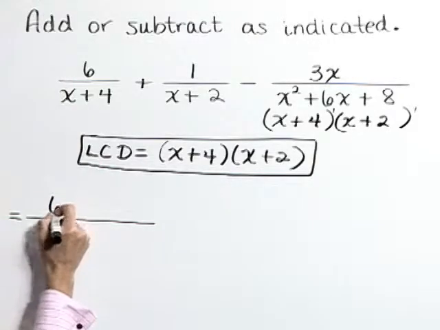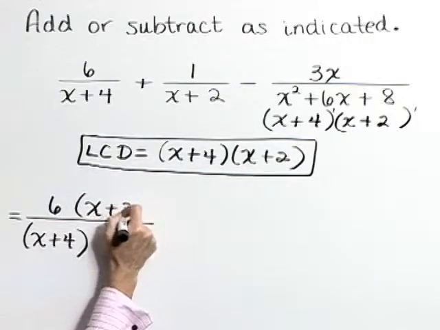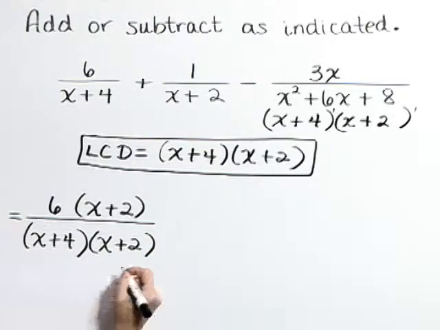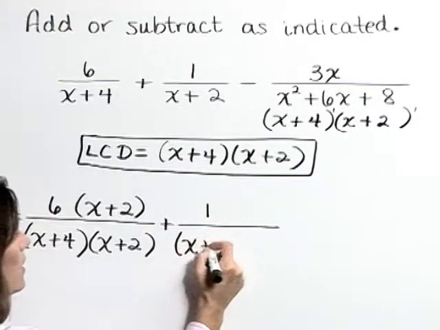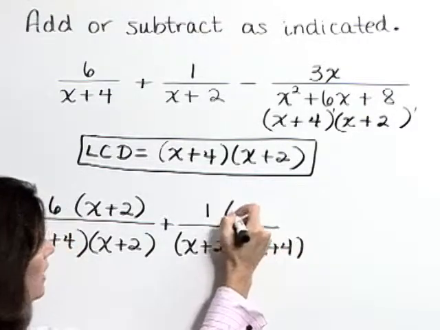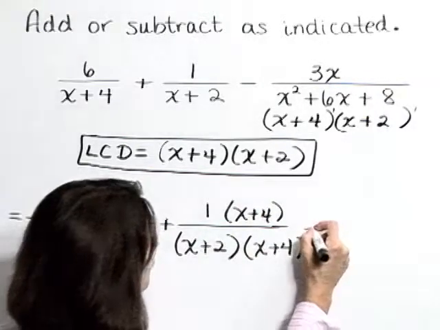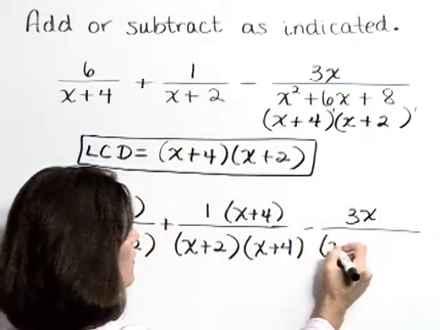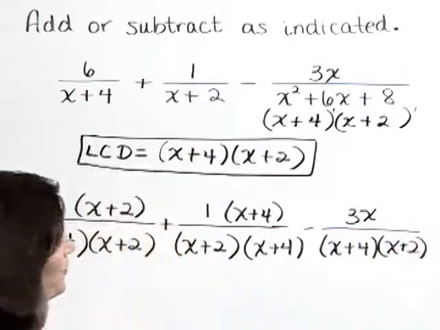Our first rational expression then, 6 over x plus 4. We need to multiply both numerator and denominator by x plus 2 to get that desired lowest common denominator. Our second fraction, which is 1 over x plus 2, is missing the x plus 4 factor. So multiply numerator and denominator here by x plus 4. Now that last fraction has the desired denominator, so just write it. It is 3x over x plus 4 times x plus 2.